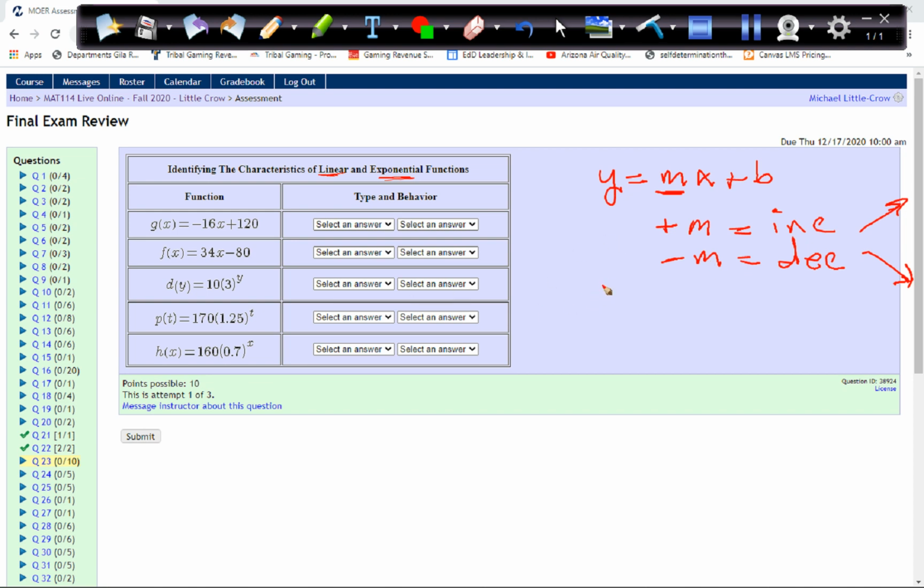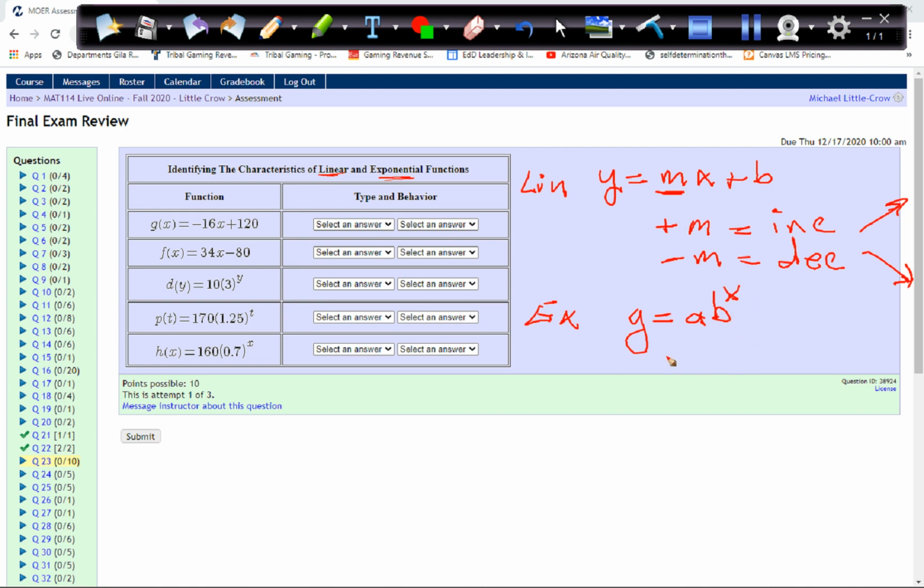For exponentials, so I'll label that linear. For exponentials, what we have is an equation y equals a times b raised to the x. So the variable is up in an exponent. That's how we kind of tell that it's exponential.